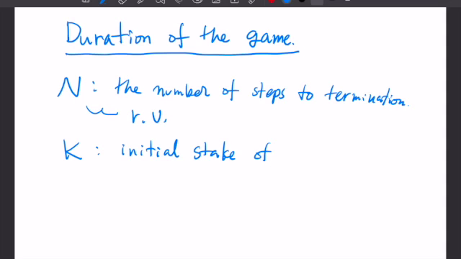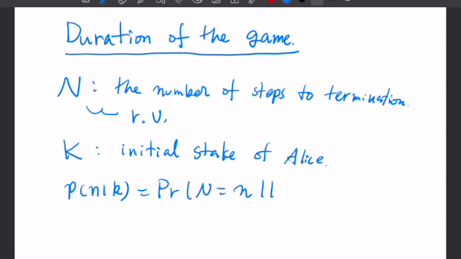Stake of Alice. And what we are interested in is this probability. That is, given the initial stake of K dollars, what is the probability that the game terminates at n steps?